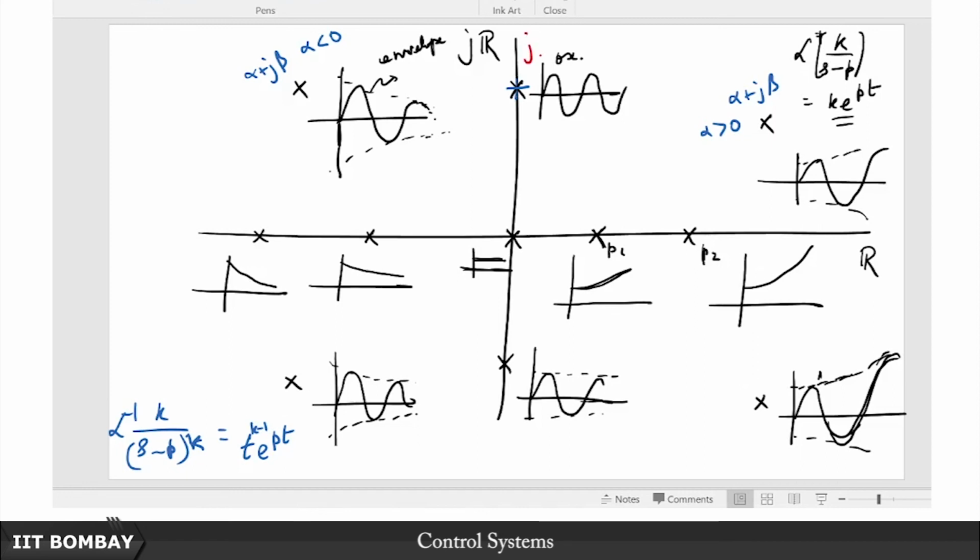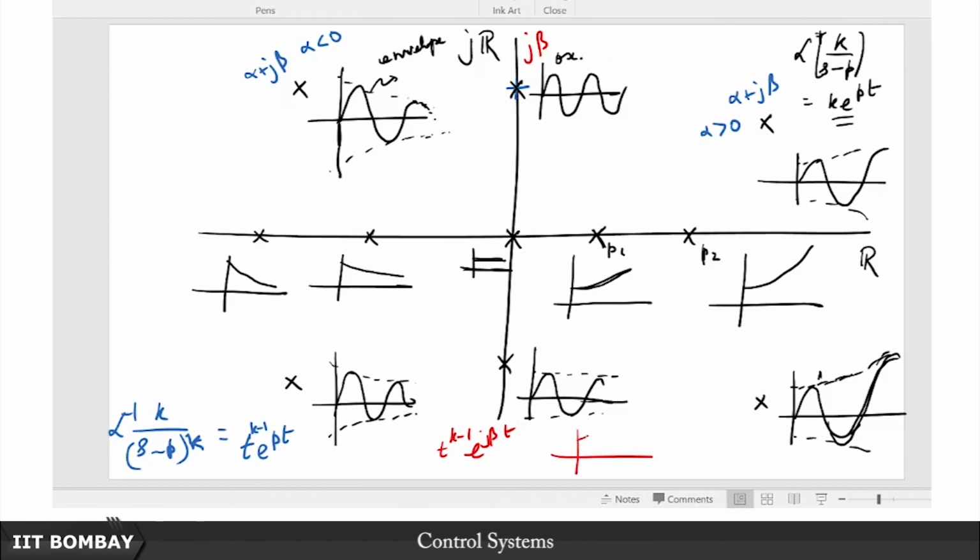So this will only contain a j beta with no alpha. Now think of this: you basically have a term like t to the k minus 1 and e to the j beta t. What is this? There is no decay now. So it is only going to be a sinusoid with an envelope that, though not exponential, is a linear envelope.